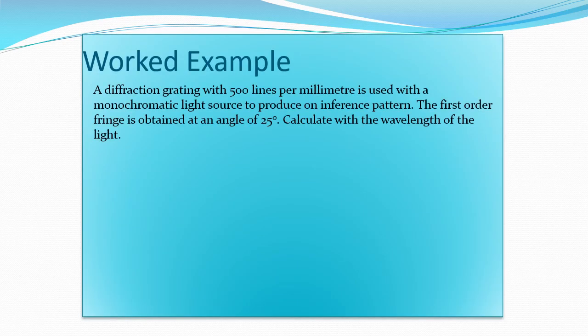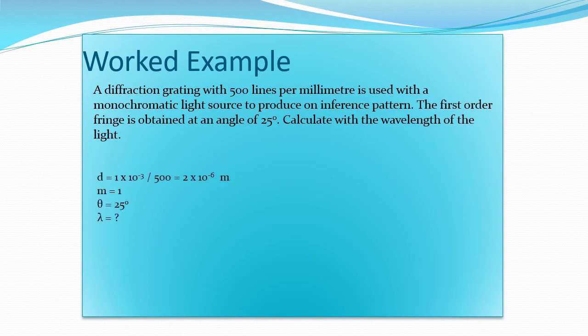Right, so worked example: a diffraction grating with 500 lines per millimeter is used with a monochromatic light source to produce an interference pattern. The first order fringe, I've used that word because they sometimes use that. The first order maximum, the first order fringe means the same thing, is obtained at an angle of 25 degrees. Calculate the wavelength of the light.